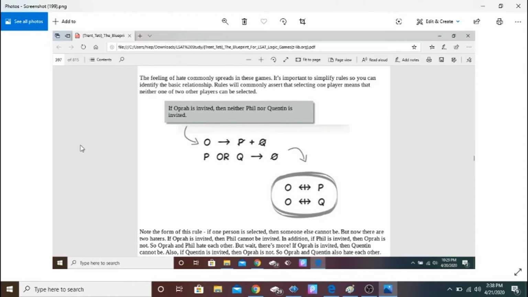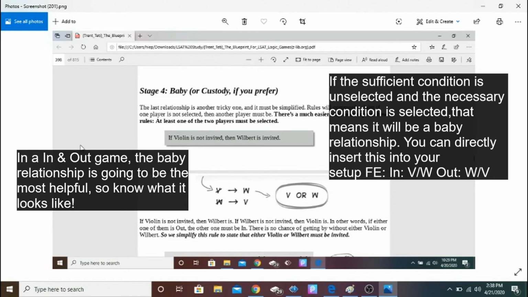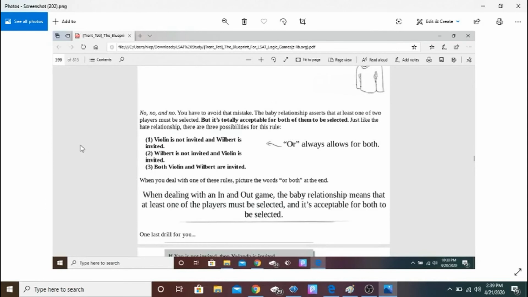for us going forward. Next is the baby relationship that we discussed. Remember what I said, the sufficient clause, if it's already rejected, right? If it's already crossed out, the necessary clause continues. If you see this, then just know it easily identifies a baby relationship. V or W have to be present. Again, the or always allows the possibility of both to occur. Doesn't mean it has to. The only thing it simply rejects is neither of them being in the in group or being selected, right? At least one of them has to be selected.